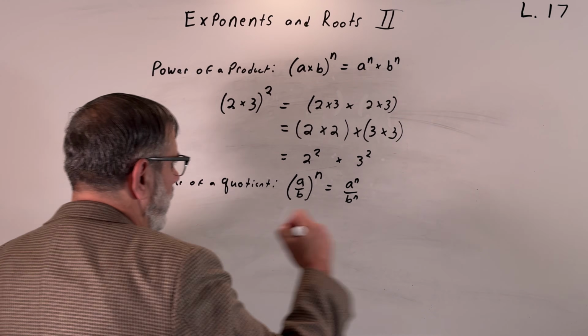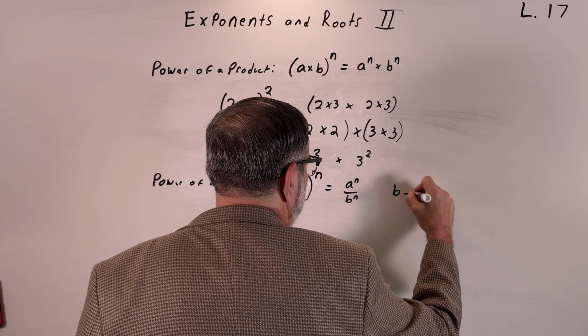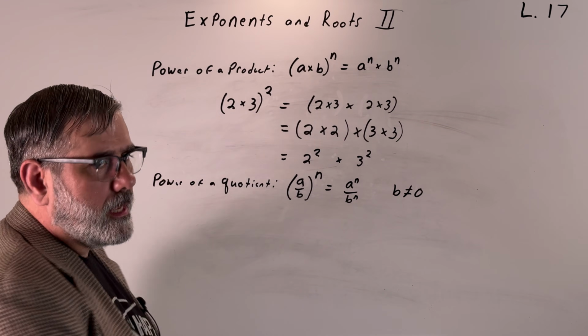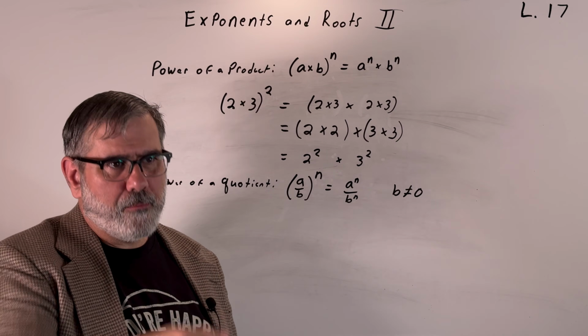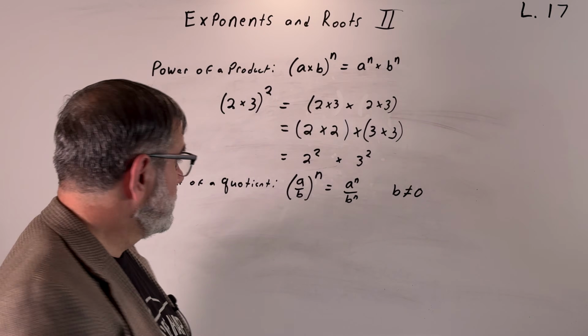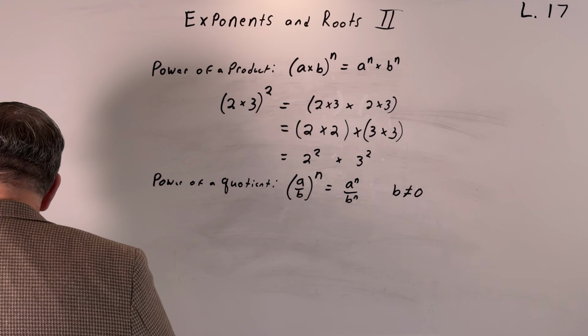One important thing to note here, I should write that in now, that b cannot be equal to 0. Why? Because we cannot divide by 0. Therefore, b can't be 0.